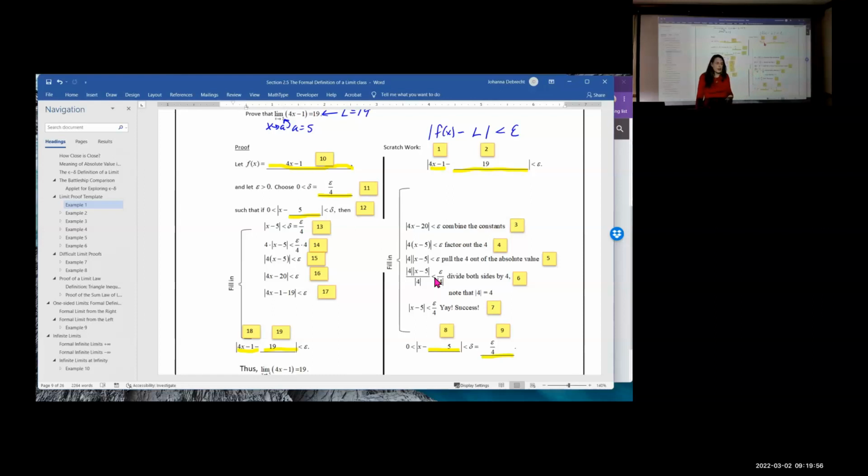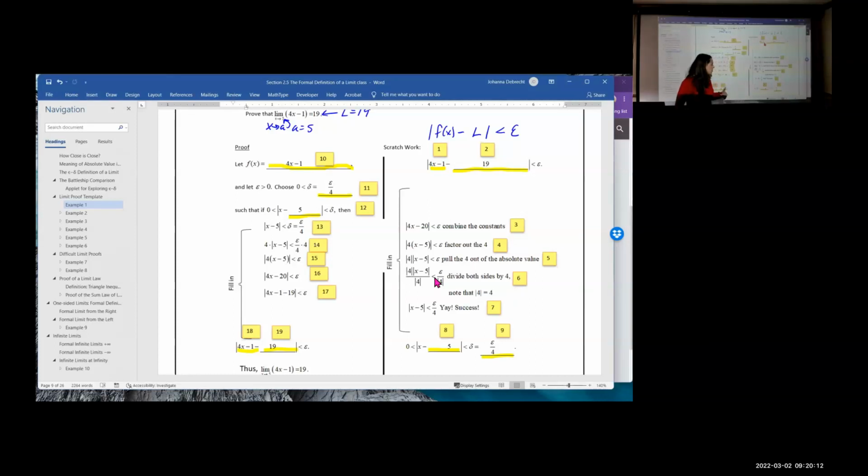Note that the absolute value of 4 is 4, so you could just divide by 4 instead of the absolute value of 4. All right. This leaves us with |x - 5| < epsilon/4. This is what we were after.